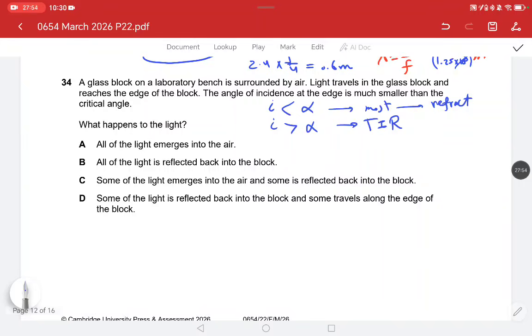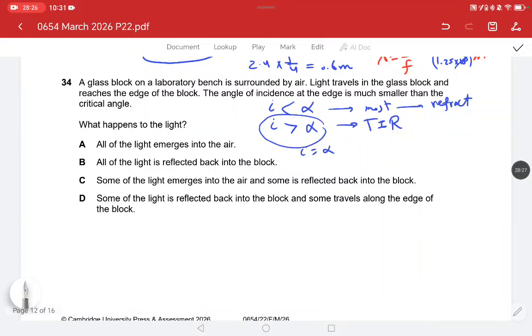And by the way, total internal reflection happens not only when I is greater than alpha, but also when you are moving from a denser material or medium to a less dense medium. Okay? The second condition. Remember this one because it also comes up in multiple choice. And if they are equal, in this case, the critical angle equals the angle of incidence.